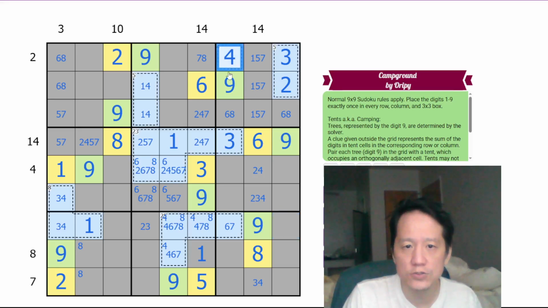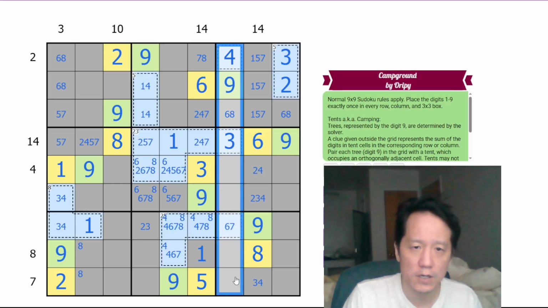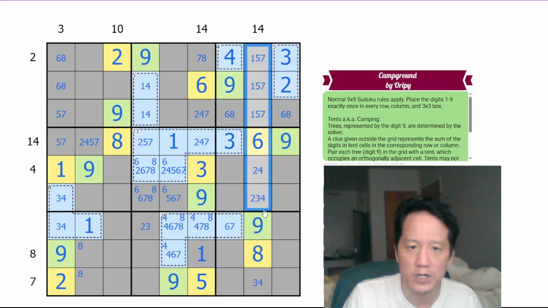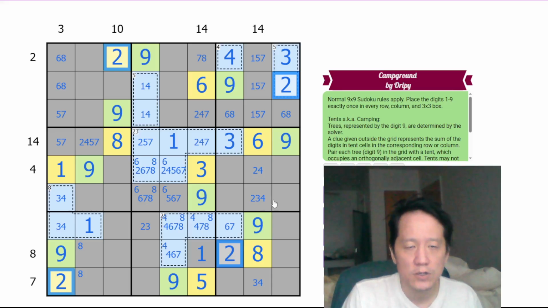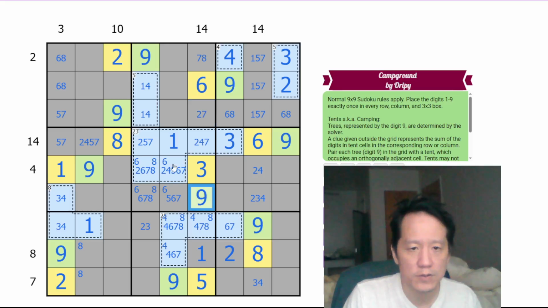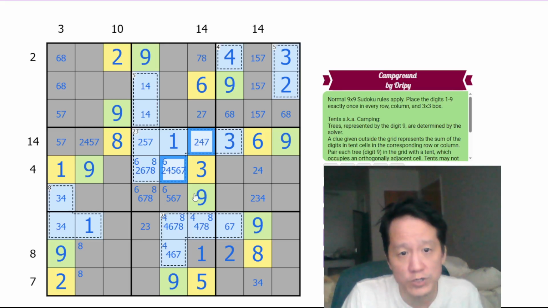Where is the 2 in column 7? It can't be any of these cells because of that 2. It can't be here because the 2 in column 8 cannot be here. It has to be one of these 2 digits. So this can't be a 2. It can't be here because of that 2. It must be here. So this is a 2. This can't be 4. One of these 2 digits is a 4. We're not sure which.